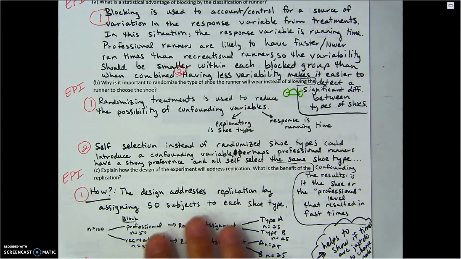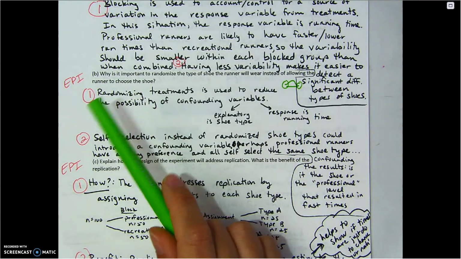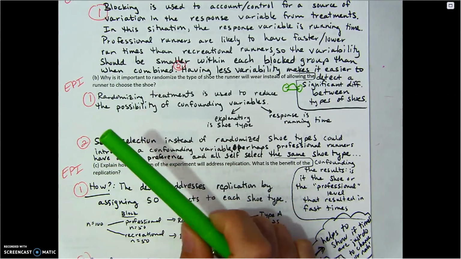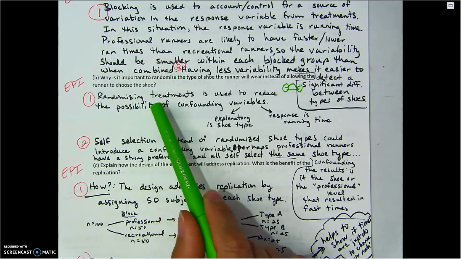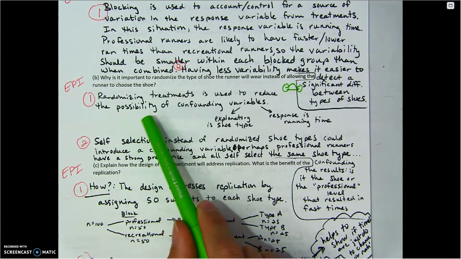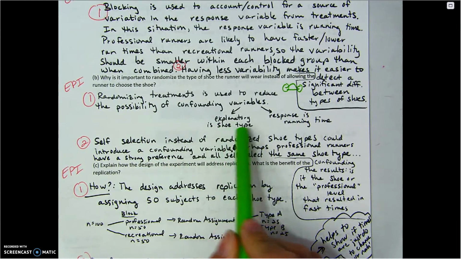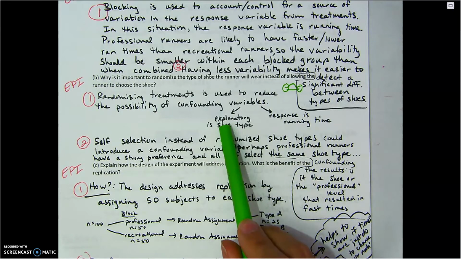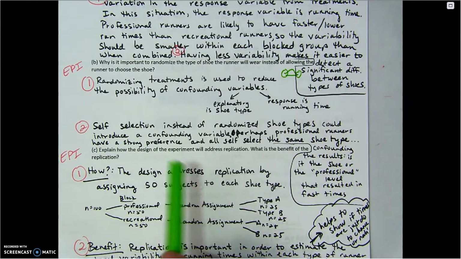Why is it important to randomize the type of shoe the runner will wear instead of allowing the runner to choose the shoe? Well, if you're a professional runner, you might already know which shoe is the best. So we need to control that. Randomizing treatments is used to reduce the possibility of confounding variables, right? Explanatory is that shoe type, and response is your run time. So we're trying to make sure we don't confound which one is influencing it.